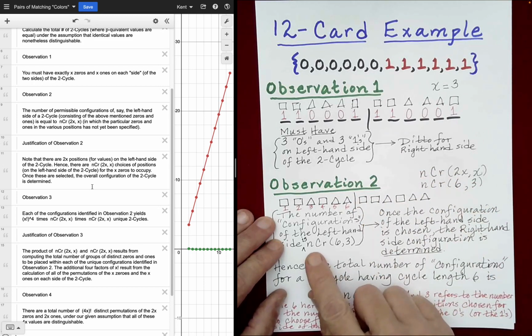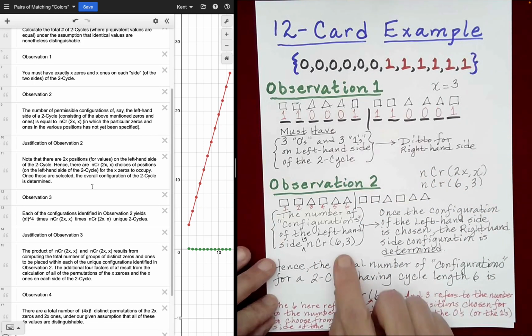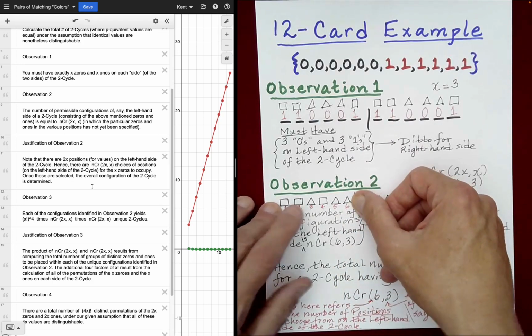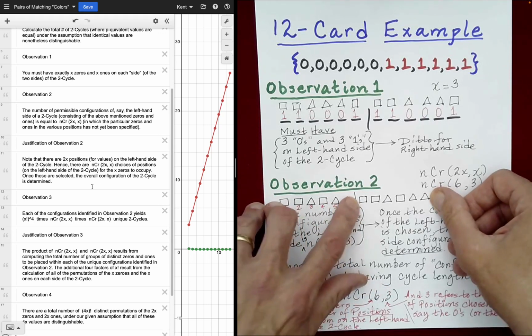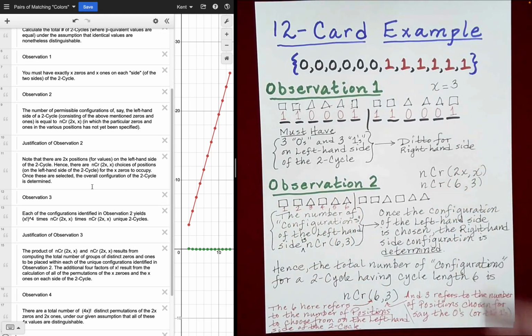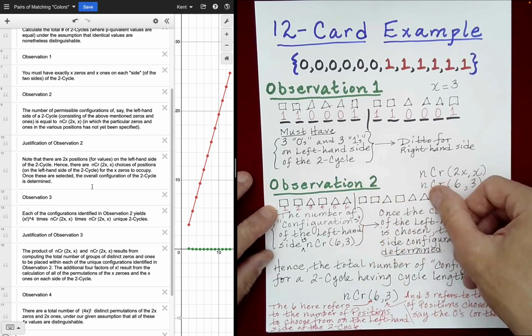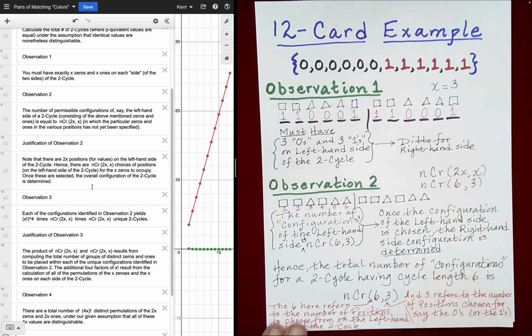So it truly is nCr, so 6 choose 3. And as we mentioned before, once the left-hand side is determined, the right-hand side is forced to be an exact copy. So you won't be counting any more overall 2 cycles. So the number of left-hand structures that you can create will be the same as the total number of 2 cycles you can create with that skeletal structure. That's what I'm explaining down here.